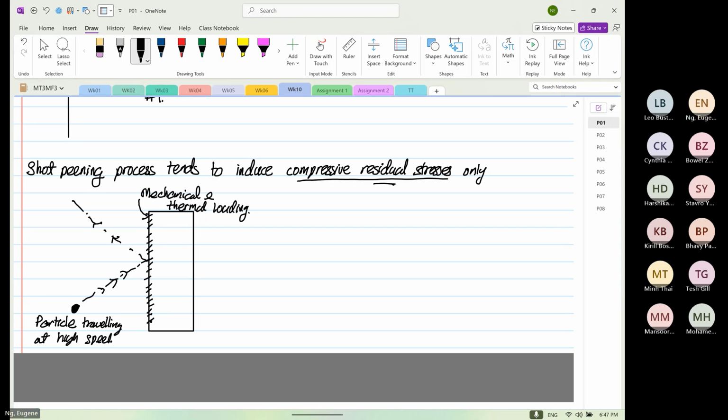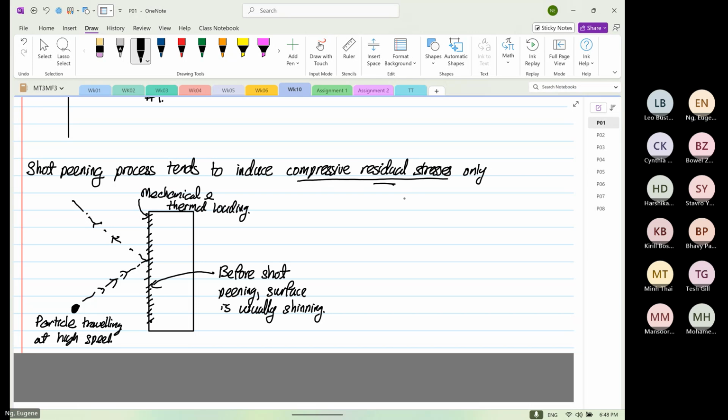Before you do shot peening, for example, the surface is usually what? Shiny, right? For example, for this case.